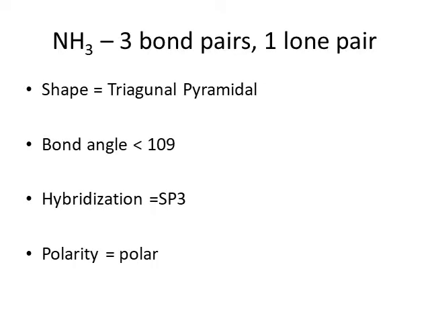We conclude that the ammonia molecule contains 3 bond pairs and 1 lone pair. So this molecule takes the shape of trigonal pyramidal. What about the angle? The presence of a lone pair makes a strong repulsion force with the 3 bonds, so the angle becomes less than 109. As we have 4 groups, 3 bond pairs and 1 lone pair, the hybridization becomes sp3. What about the polarity of this molecule? Of course, the ammonia molecule is polar due to the presence of a lone pair of electrons.